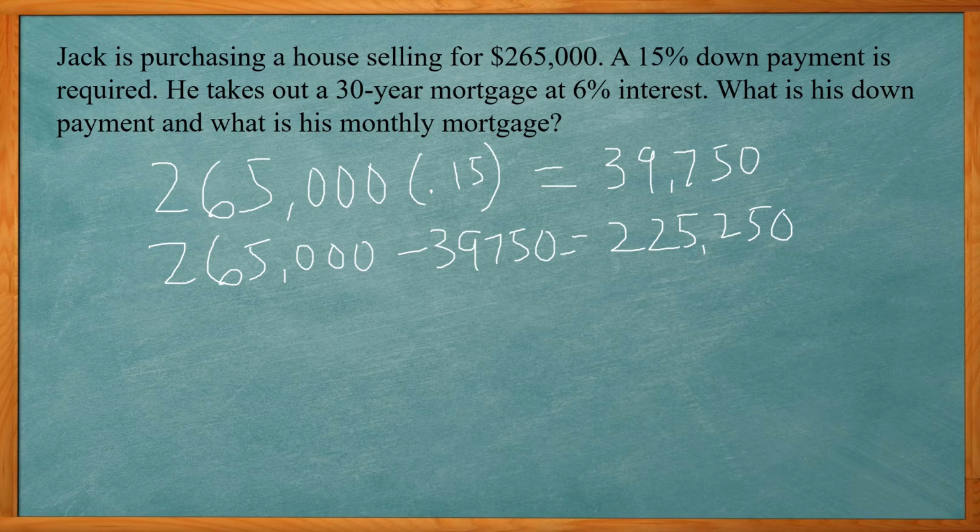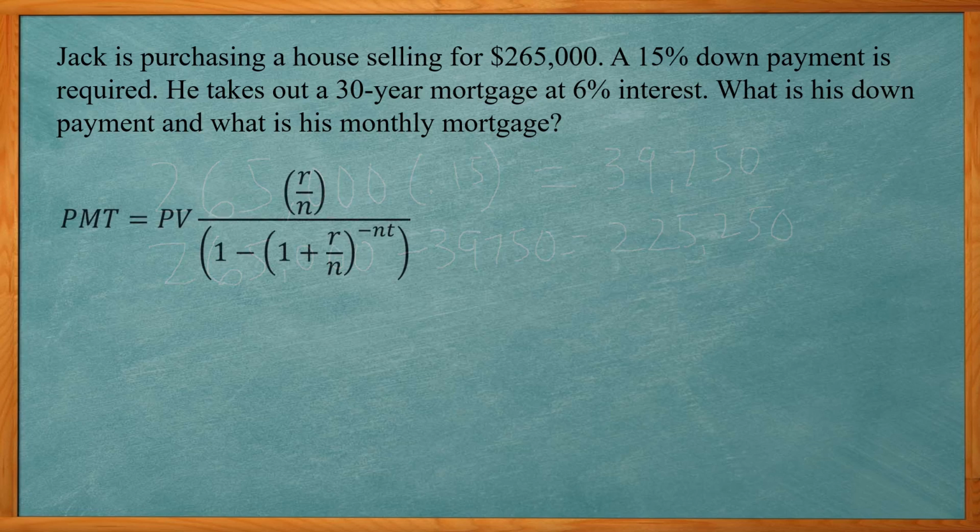Now we need to figure out the monthly mortgage payment. So we can see here the payment is equal to PV, present value, times the rate, the interest rate, divided by how many times a year we're going to be paying it. It's going to be 12, so N is 12, all over 1 minus 1 plus the interest rate divided by how many times a year, raised to the how many times per year times how many years.